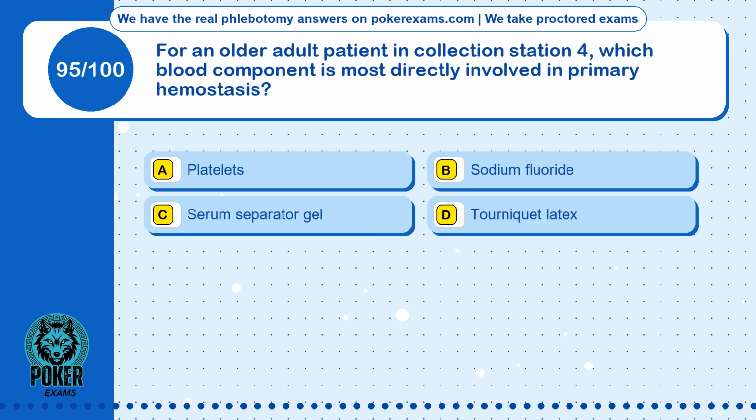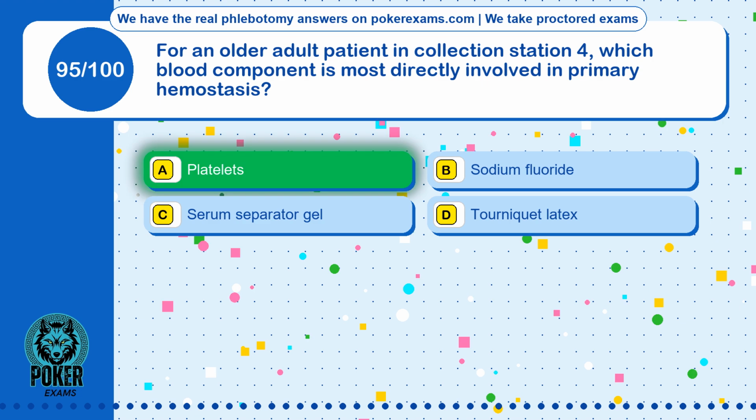Question 95. For an older adult patient in collection station 4, which blood component is most directly involved in primary hemostasis? Option A, platelets. Option B, sodium fluoride. Option C, serum separator gel. Option D, tourniquet latex. The correct answer is option A.